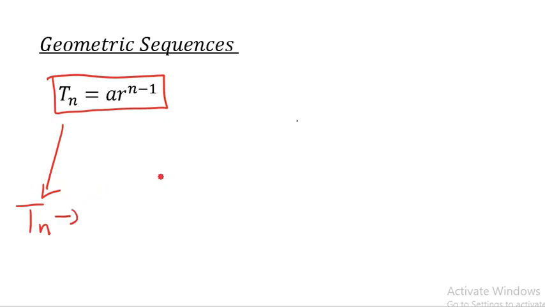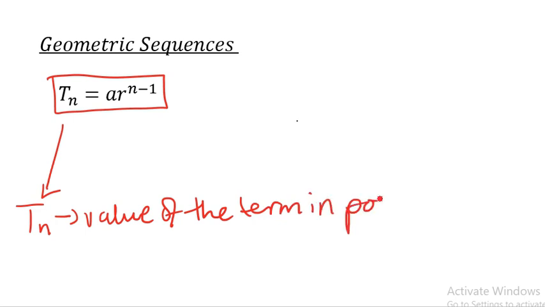Tn is the value of the term in position n, the value of the term relative to the position of n there.